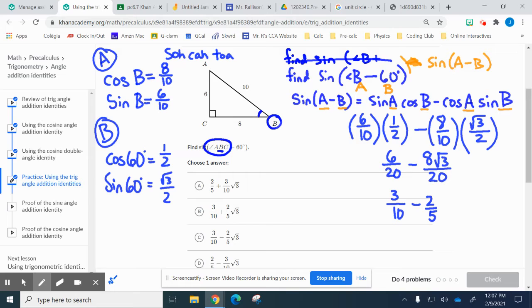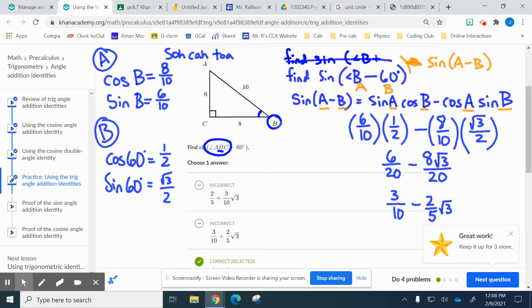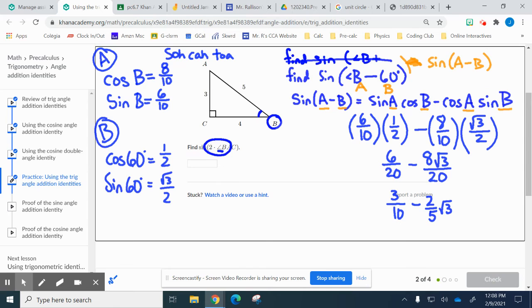And then anything that's in the numerator is just multiplied by the thing, so you can leave it sitting up on the numerator, or if you like, you can take it outside the fraction. So that is what I came up with, and is that an answer in there? 3 over 10 minus 2 over 5 square root of 3. It is, in fact, an answer, and it is answer C. Let's see if I got my gold star. Woohoo! I'll keep being a teacher.